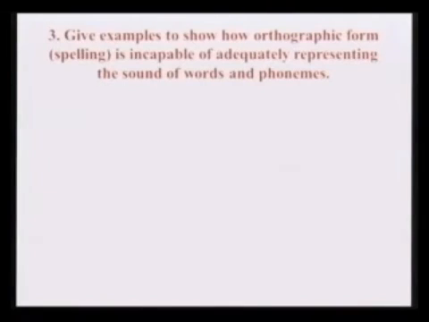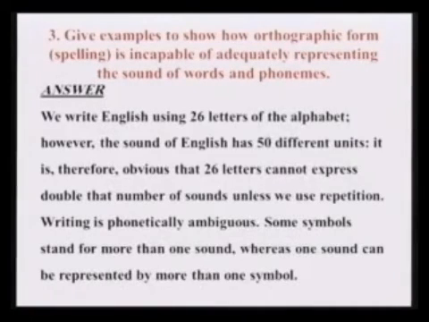Give examples to show how orthographic form معناها السبيلنج، الكتابة اللي بنكتبها. Orthographic form is how we write words. والكتابة تختلف تماما عن اللي احنا خدناه في الكورس اللي هو الترانسكريبشن. Give examples to show how orthographic forms اللي هو spelling is incapable of adequately representing the sound of words and phonemes. Do you remember? Let's look at this.